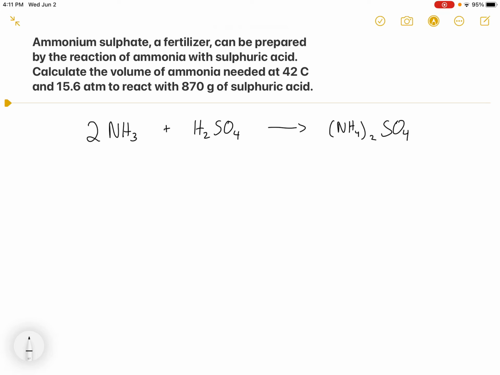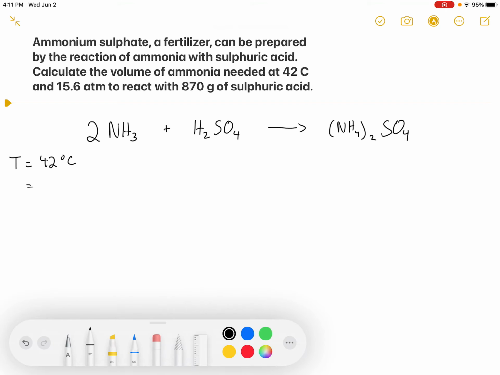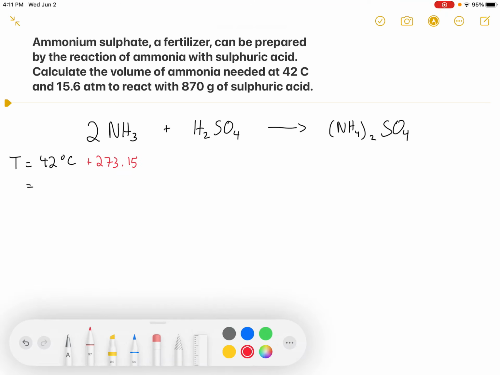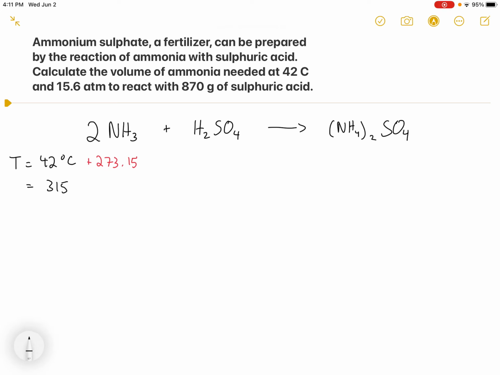So the first thing we should do is make sure we go through and identify all the information that we have. The temperature is 42 degrees Celsius, and we're going to have to convert that into Kelvin. When we want to go from Celsius to Kelvin, we add 273.15. So our temperature is going to be 315.15 Kelvin.